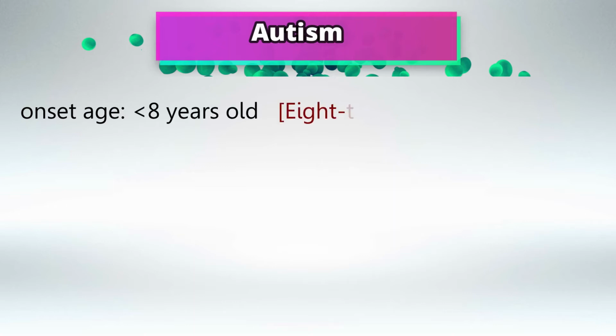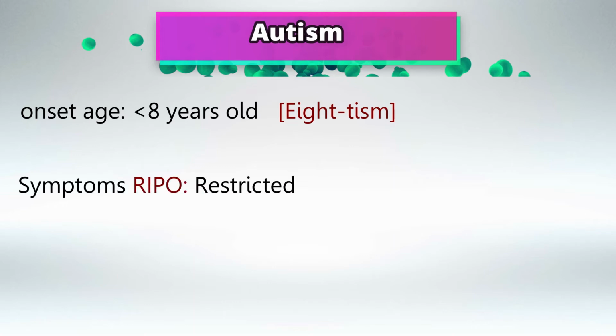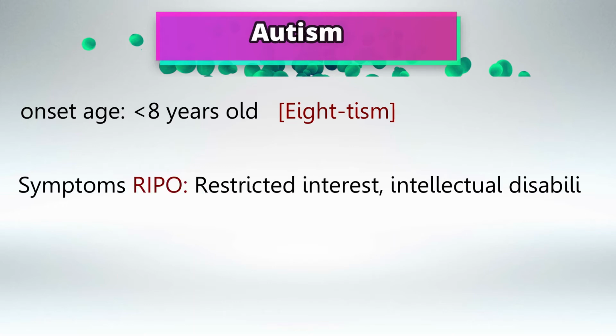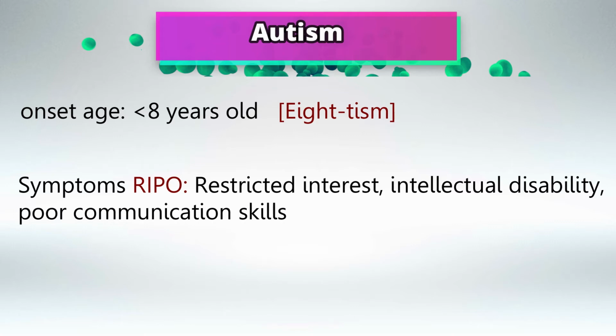Alright, so now let's talk about autism. So the onset age of autism is usually less than 8 years old. So just remember that autism is like 8ism, so 8 years old. And to remember the symptoms, I remember the mnemonic REPO. So R for restricted interests, I for intellectual disability, P for poor communication, and O for odd rituals.